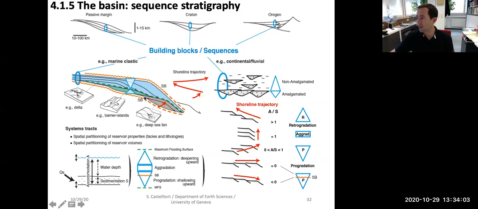Sequence boundary, here there is a flooding surface I didn't discuss. It's the base of the retrogradation. Then there is the maximum flooding surface. That's the base of the highstand. And the sequence boundary, next one, is the top of the highstand, base of lowstand.